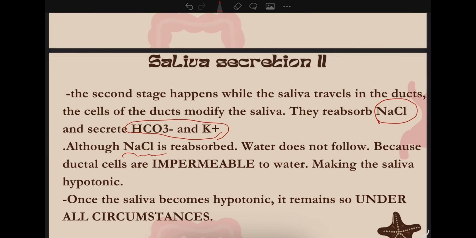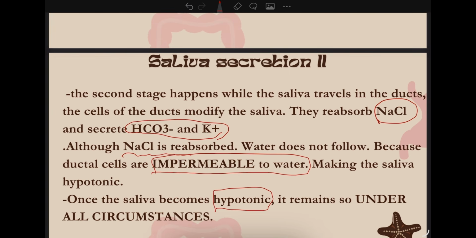Now we reabsorb the salt. Does that mean the water will be reabsorbed along with the salt? No, because the ductal cells are impermeable to water. So even though the salt was reabsorbed, the water is staying there. What does that cause to the tonicity of the saliva? It made it hypotonic.